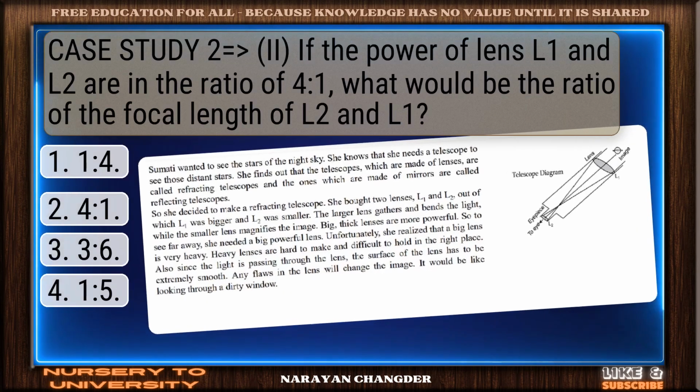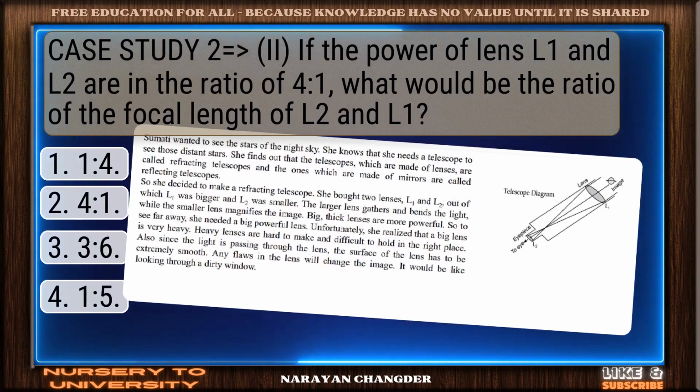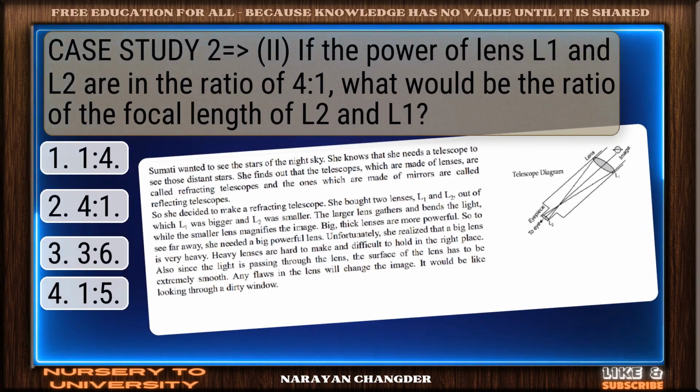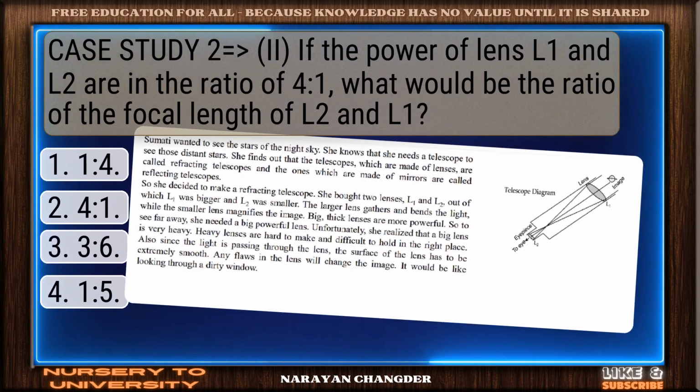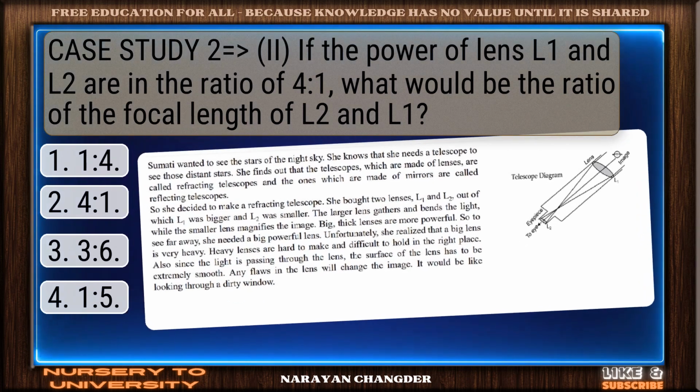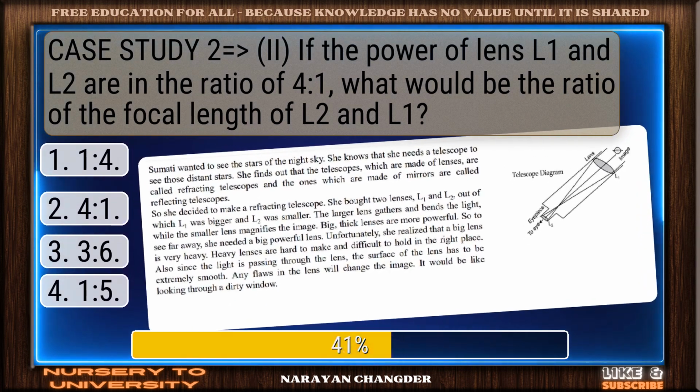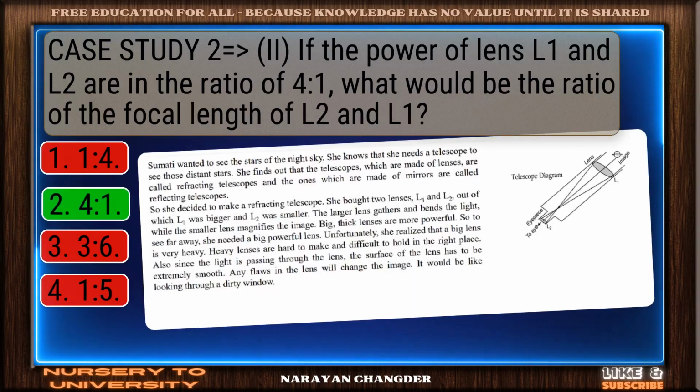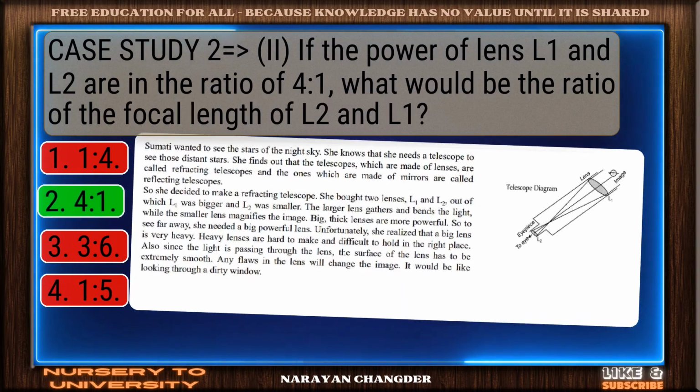Case study 2. If the power of lens L1 and L2 are in the ratio of 4:1, what would be the ratio of the focal length of L2 and L1? Valid point. 4:1 is true.